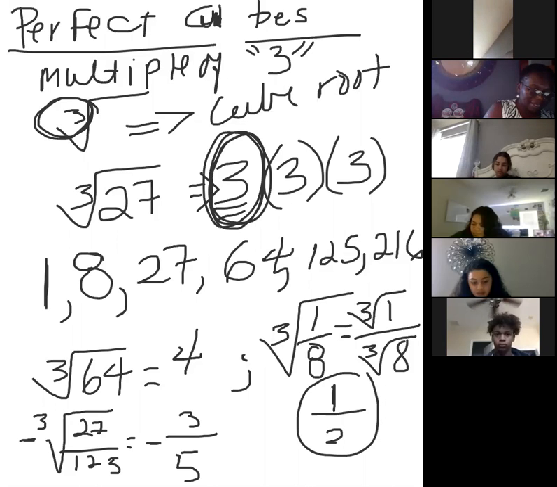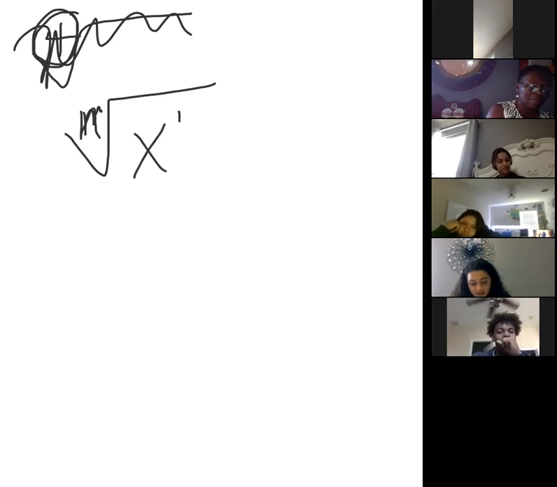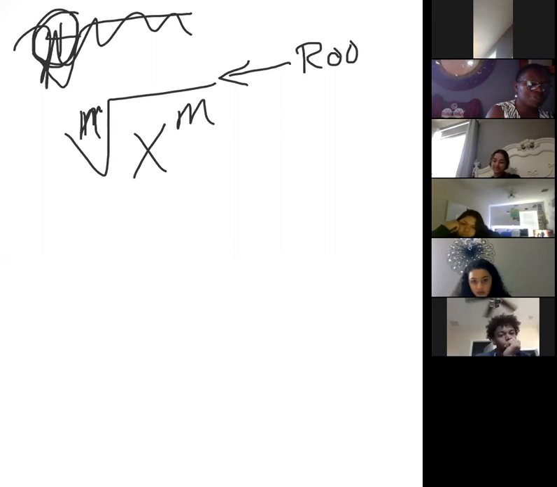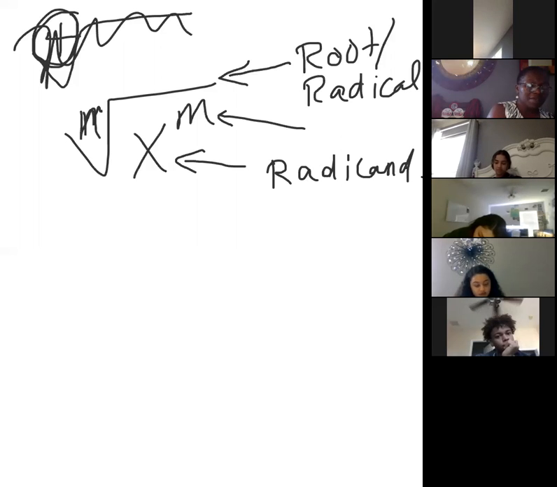Okay, now, I would go on to some perfect fourth roots. Let me just say something about the fourth roots. You can see any type of root, guys. If you have a problem like this, nth root of x to the m power, the symbol is referred to as the root or the radical. What is inside the root is referred to as the radicand. And here the m is referred to as the exponent.